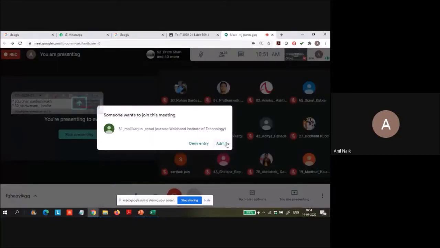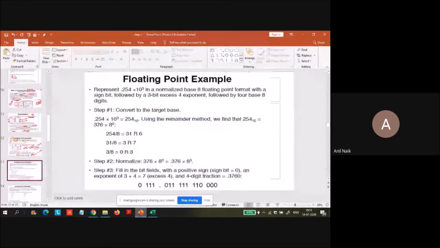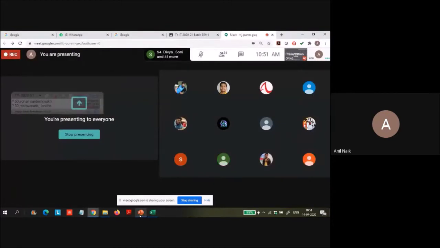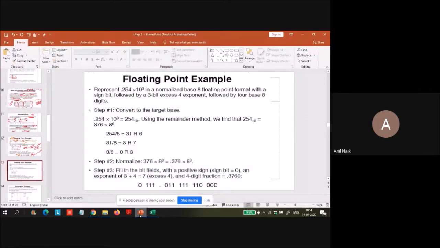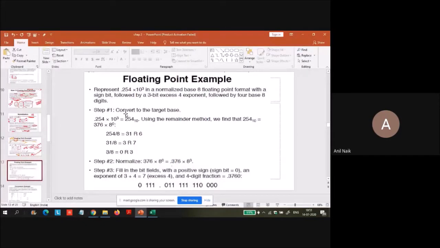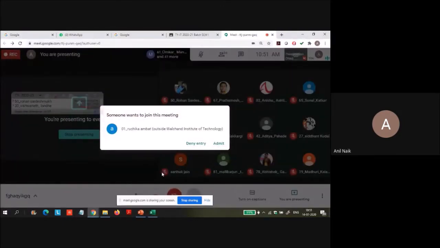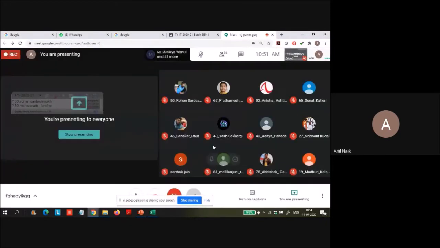Okay, so in the last class, we discussed floating point and fixed point data representation. Fixed point means the decimal point is fixed. We cannot shift the data right or left from the decimal point. So the digits are fixed in a fixed point number.